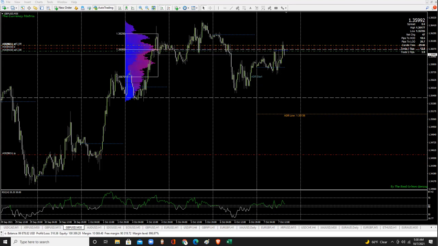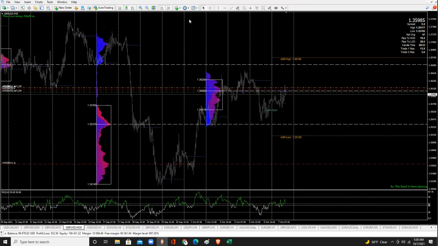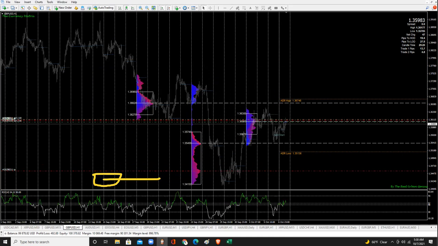I'm taking this particular trade on the pound down here to the bottom of this volume range. All right, if I look at it from a higher time frame, you can see why I'm trading to this volume level.